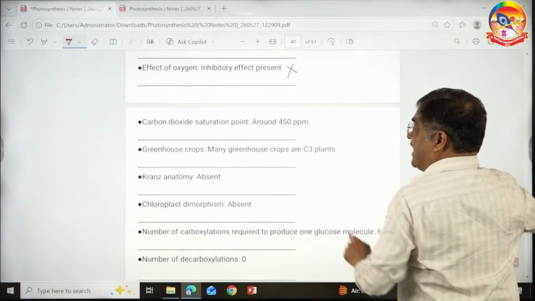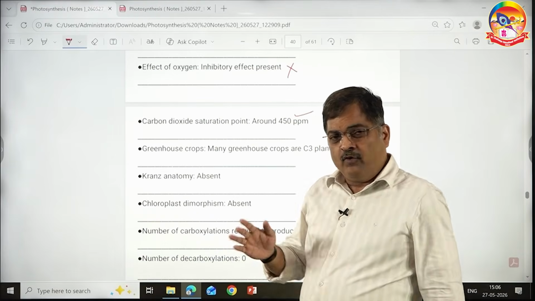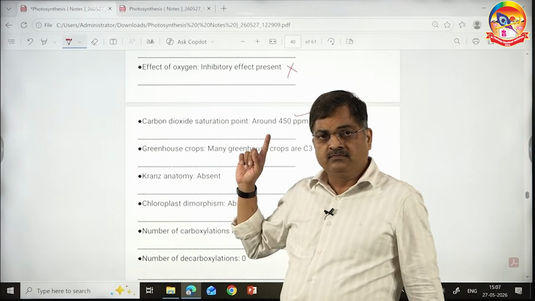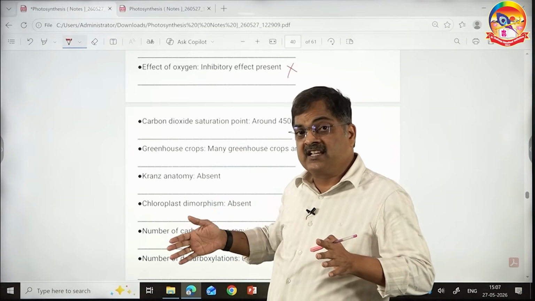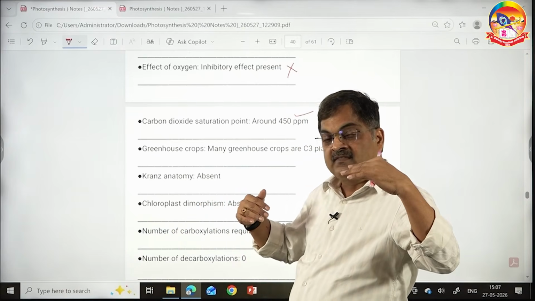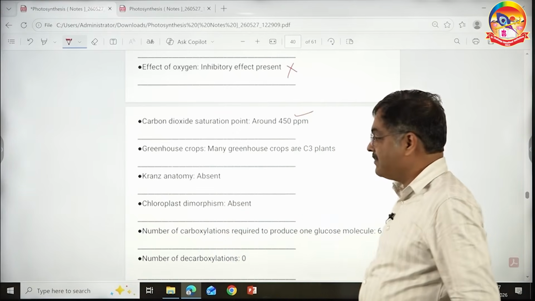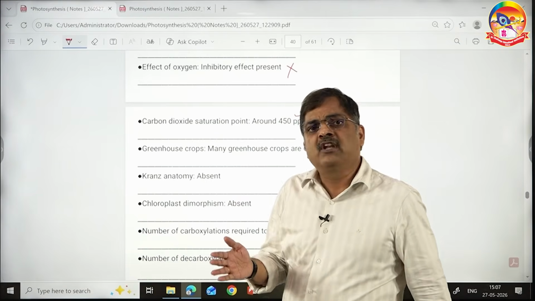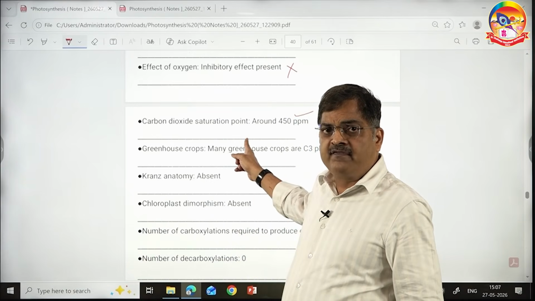Next, carbon dioxide saturation point is around 450 ppm. Now what is this? 450 parts per million means for every 10 power 6 air molecules, 450 are CO2. So 450 is the amount of CO2 present for every 10 power 6 molecules of air. Then maximum photosynthesis is reached in a C3 plant. But the atmosphere contains 0.03%, only around 350 ppm. Atmosphere contains 350 ppm, saturation is at 450 ppm.